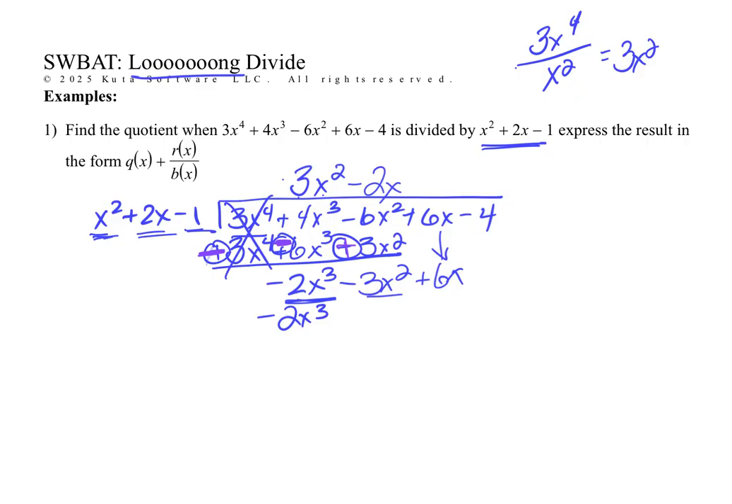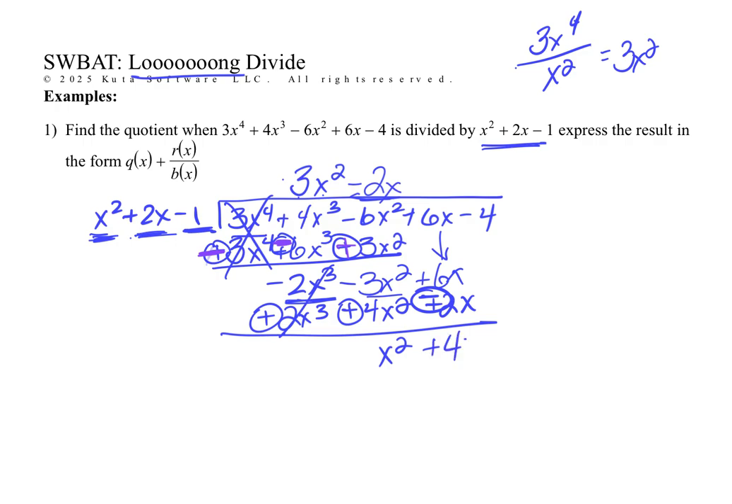I multiply this one times this one, negative 2x times 2x, and I get negative 4x squared. Negative 2x times negative 1, I get a positive 2x. Draw the line, change the signs, and combine. So this is 0. This one is 1x squared. I mean, you can put the 1 there if it makes you feel good, but you don't have to. And then this would be positive 4x.